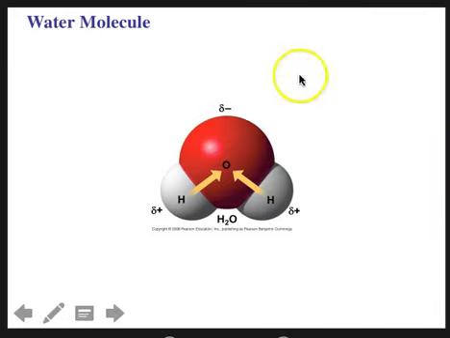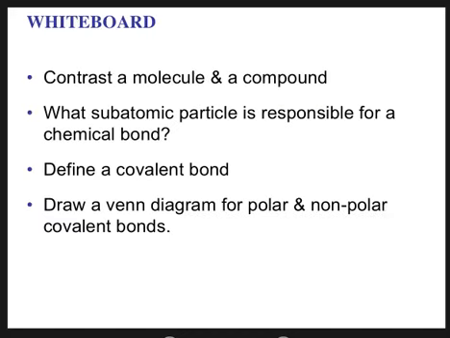That delta symbol that you see right here, the delta negative here, and then the delta positive here and here, see those? That delta is a Greek letter, D-E-L-T-A. Delta negative, delta positive. Those tell me that it's a partial charge. It's a partial positive or a partial negative charge.